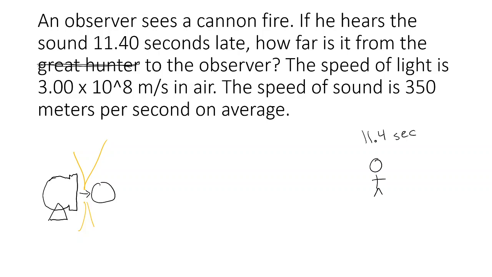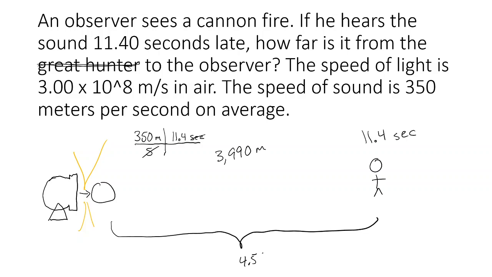The speed of light is 3 times 10 to the 8th meters per second. The speed of sound is 350 meters per second. How far is he away? So if it's 350 meters per second, and he hears it 11.4 seconds later, simple unit analysis will say 350 times 11.4 equals 3,990 meters.